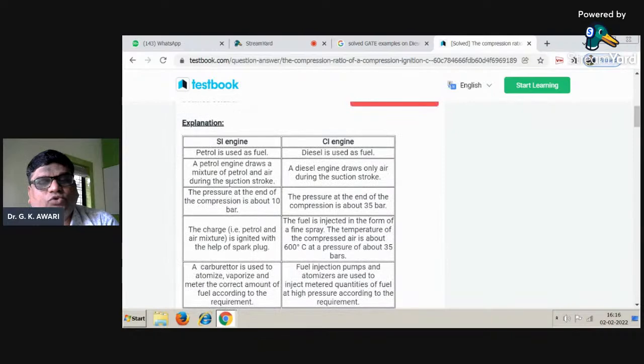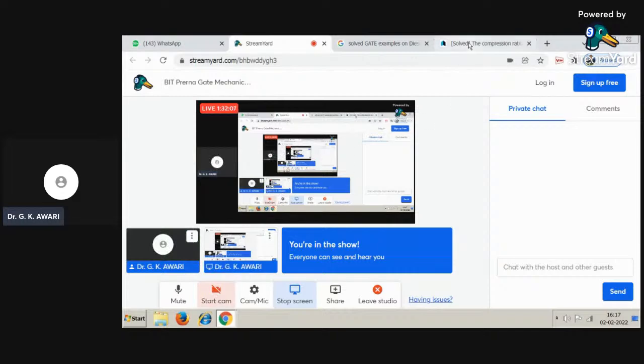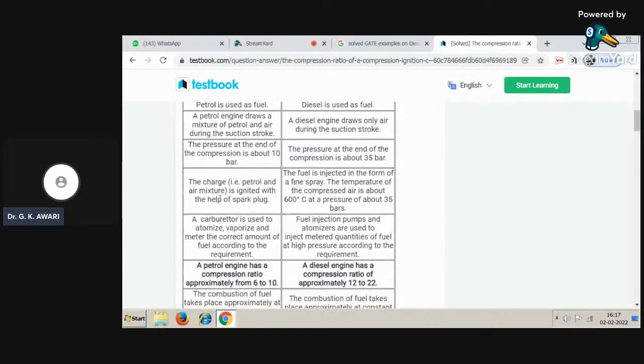So here I would like to draw your attention to the explanation. A petrol is used as a fuel in an SI engine. In a CI engine, diesel is used as a fuel. A petrol engine draws a mixture of petrol and air during the suction stroke, whereas a diesel engine draws only air during the suction stroke.